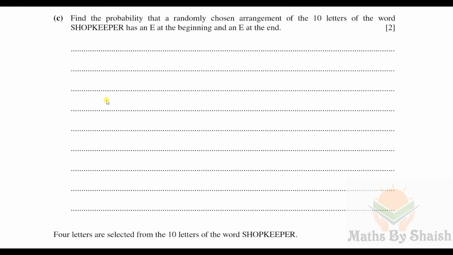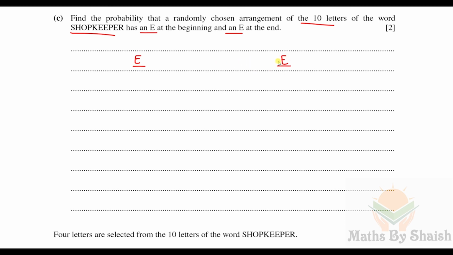Let's do the last. So C part is: find the probability that a randomly chosen arrangement of the 10 letters of the word shopkeeper has an E at the beginning and an E at the end. So we need to find the probability. First of all, we'll find the number of favorable arrangements. In the favorable arrangements, we have one E in the beginning, one E at the end. So these two are fixed.